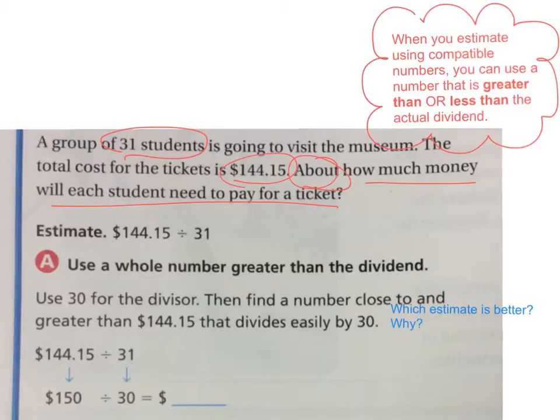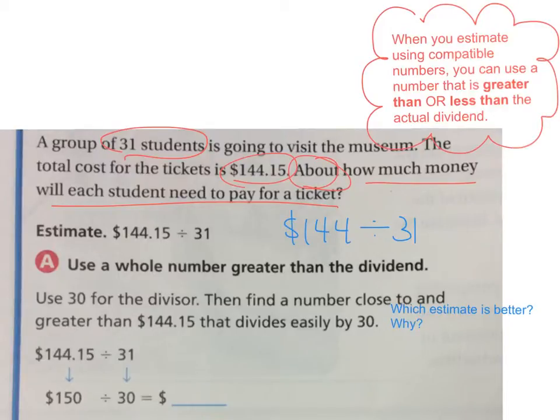Now, let's take a look here. Let's compare our dividend to our divisor. Is our dividend bigger or smaller than our divisor this time? Bigger. So when our dividend is bigger than our divisor, what we can do is just look at the whole number part. What is the whole number part of our dividend? Ariel? 144. So we can think in our head, the new equation is 144 divided by 31.